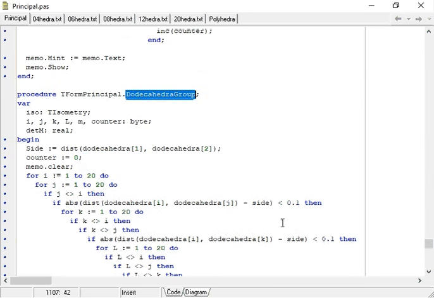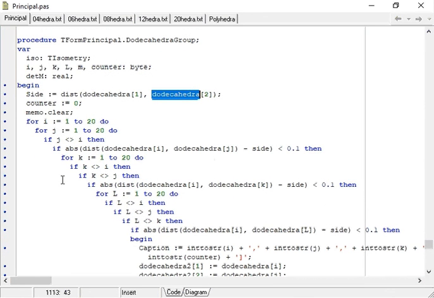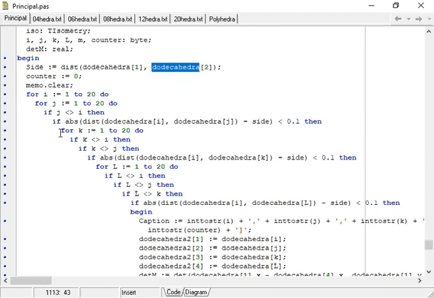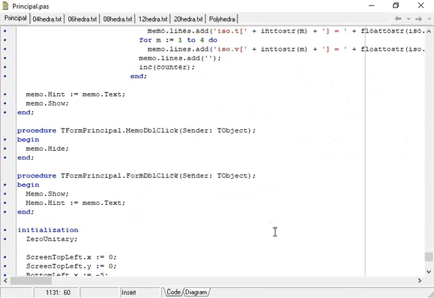The dodecahedral group, the same reasoning, with less ifs. Distance from I to J equals to side. Distance from I to K equals to side. Distance from I to L equals to side. And here is the caption. And it is the same reasoning.